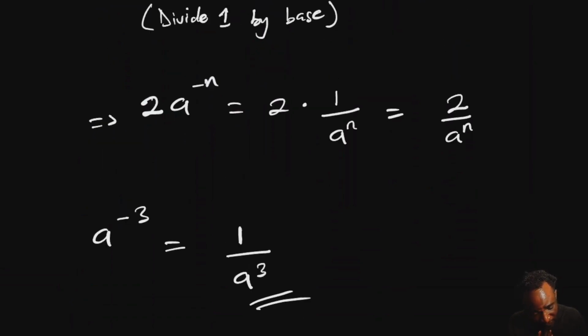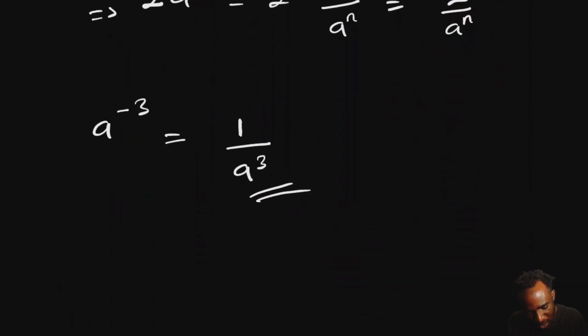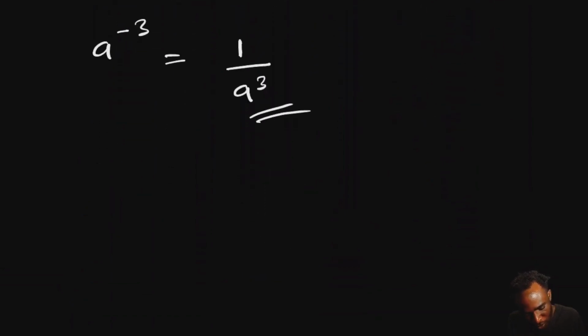So this base is unaffected. Let me show you an example of an affected base. Let's pick the same example over here. We have 2a, then there is a bracket. So mostly if there's an affected base, you would see a bracket.